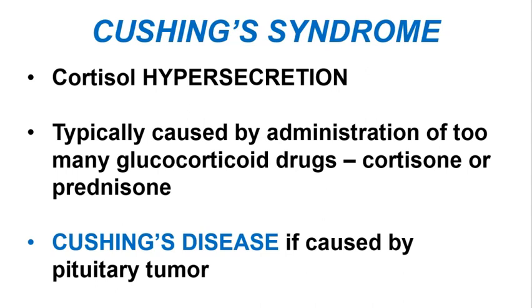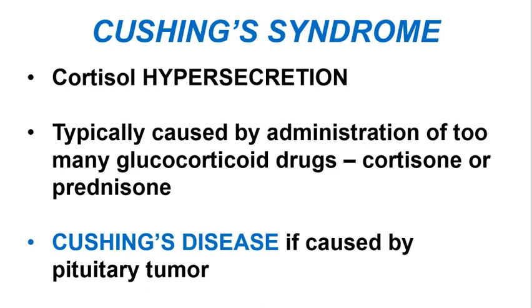Cushing syndrome is a condition that results from the hypersecretion of cortisol. Typically, it is caused by administering too many glucocorticoid drugs, such as cortisone or prednisone, which are going to function to reduce inflammation with joint injuries, rheumatoid arthritis, or asthma. If high levels of cortisol are caused by a pituitary tumor, that is referred to as Cushing's disease. A pituitary tumor would cause the anterior pituitary to secrete high levels of adrenocorticotropic hormone, which would then stimulate the adrenal gland to secrete high levels of cortisol.